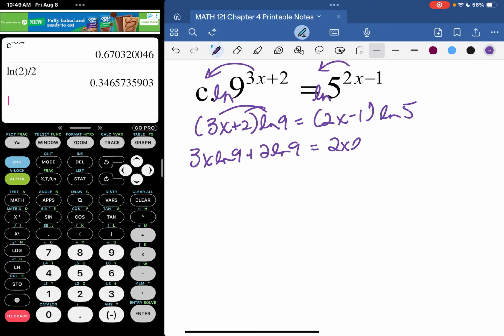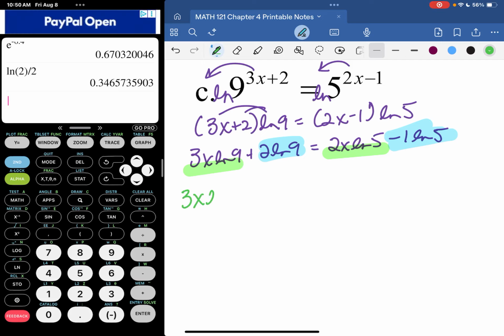So 2x ln of 5 minus 1 ln of 5. Now I'm going to get all my x's on one side. So I've got this one and this one. I'm going to get on one side. And then these two I'm going to put on the other side. So on the left side, I'm going to have, can I change colors? Let's do green. I'm going to do 3x ln of 9.